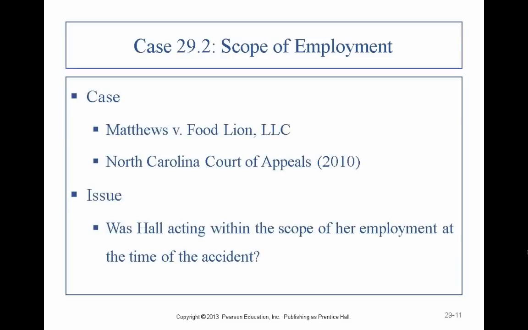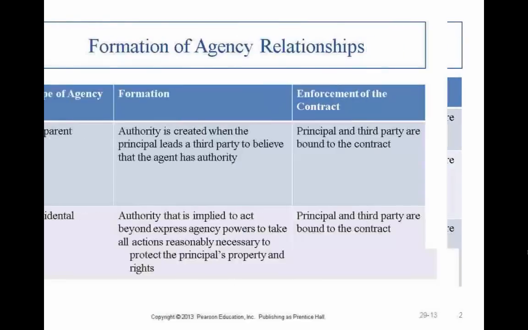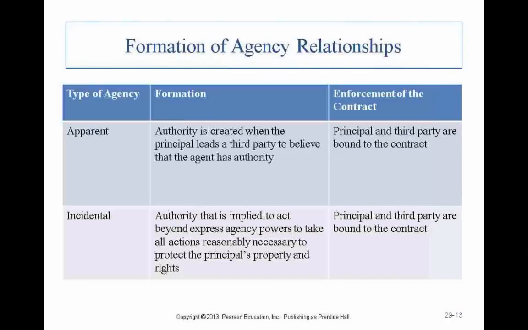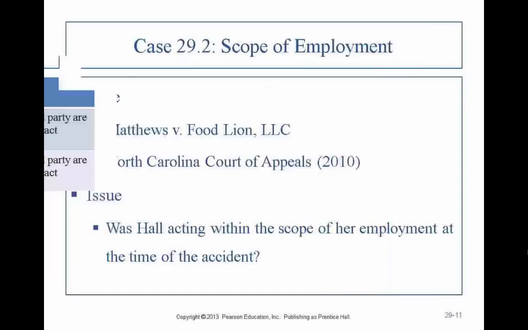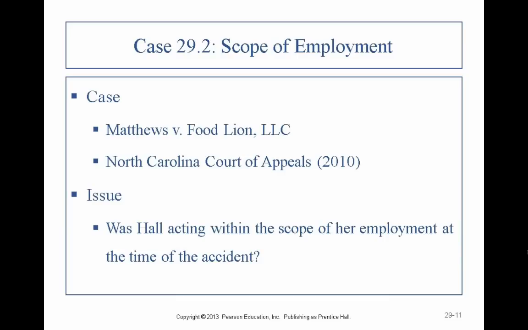All right, this is an employment law case, and this brings in, I'm trying to see if the slides have respondeat superior or vicarious liability. We'll get to it, and maybe I'll explain it as we talk about this case. This is the Matthews case out of North Carolina. It involved a grocery store.